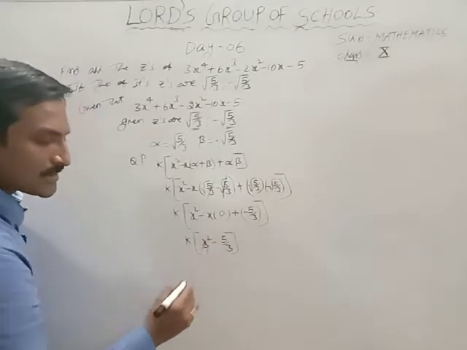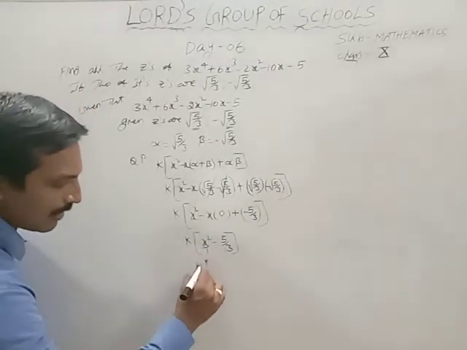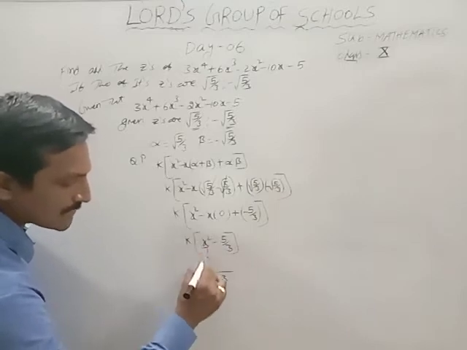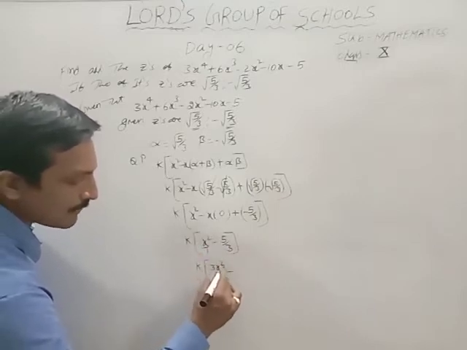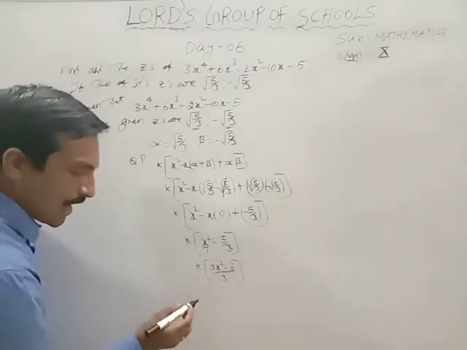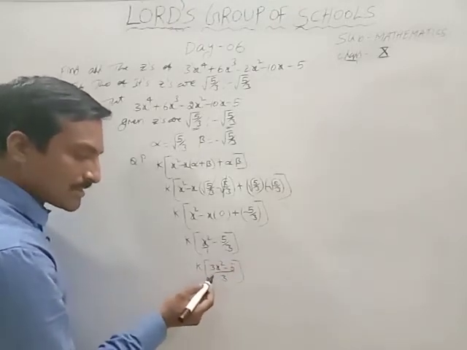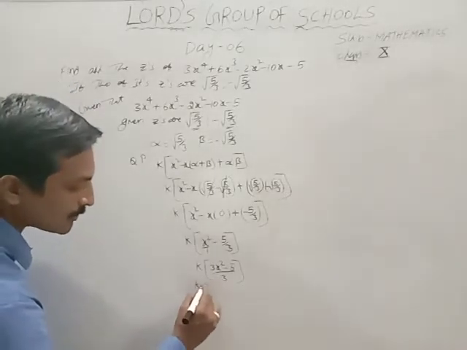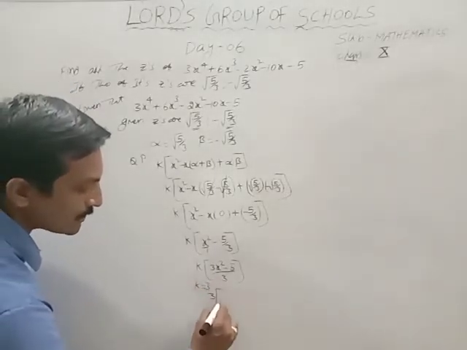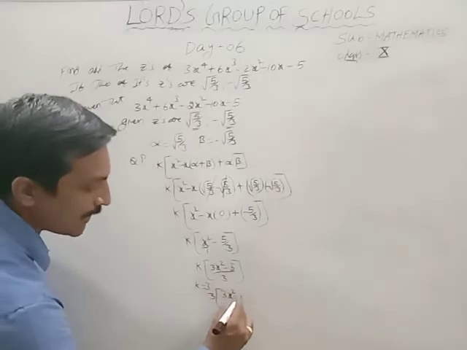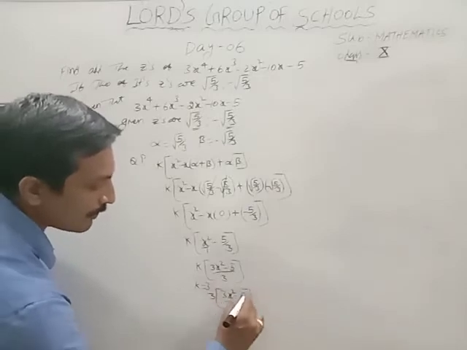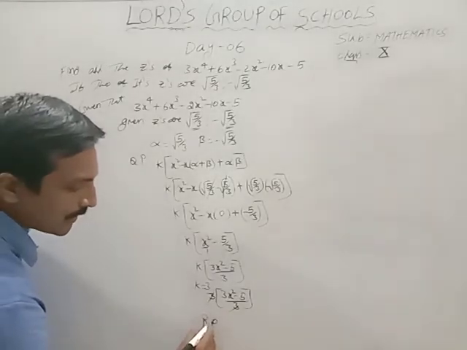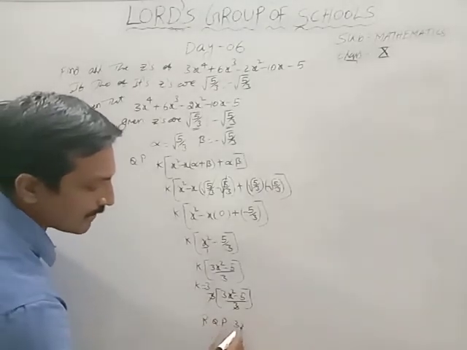Now your denominator is 1. Now take 3 as the LCM: 1 3 times 3x square minus 5. Now your denominator is 3. That's why in place of k you have to take 3. Now k is equal to 3 of 3x square minus 5 by 3. 3 will be cancelled. Therefore the required quadratic polynomial is 3x square minus 5.